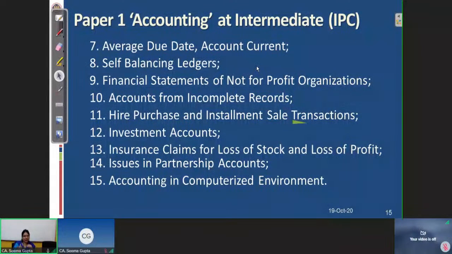In hire purchase, again a 5 marker may be asked or may not be asked. In insurance claim, again an 8 marks question may be asked. In investment also, an 8 to 10 marks question may be asked. Accounting in computerized environment, not more than 4-5 marks. It's a theory chapter, a theory question like C and K may be asked, and that will also be a very simple question, not beyond 4 or 5 marks. Then we have partnership. In partnership, we can have a full-fledged question. So this was regarding the structure of the question paper, which you may be asked in the examination.